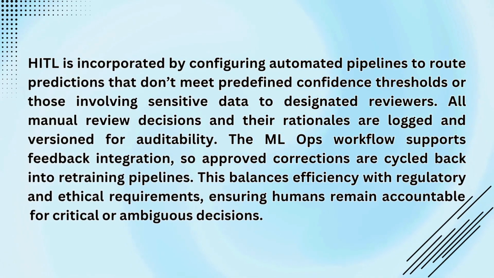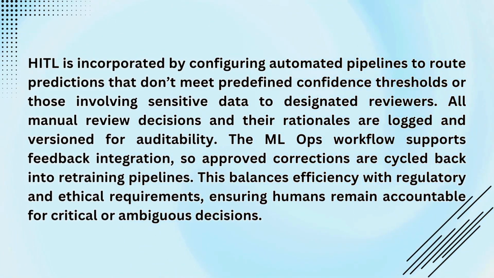HITL is incorporated by configuring automated pipelines to route predictions that don't meet predefined confidence thresholds, or those involving sensitive data, to designated reviewers. All manual review decisions and their rationales are logged and versioned for auditability. The ML Ops workflow supports feedback integration, so approved corrections are cycled back into retraining pipelines. This balances efficiency with regulatory and ethical requirements, ensuring humans remain accountable for critical or ambiguous decisions.